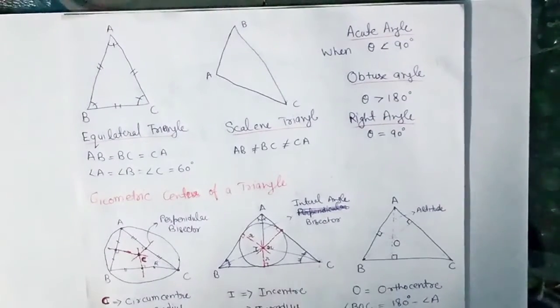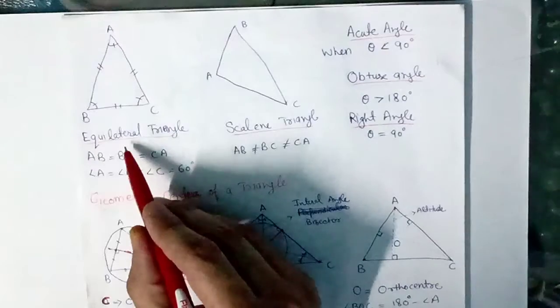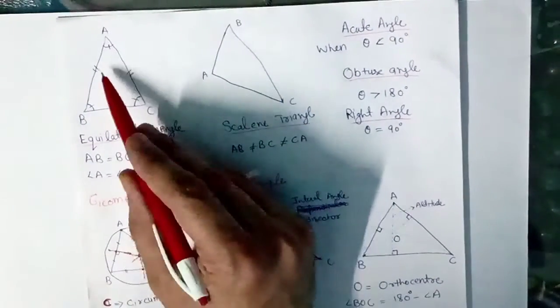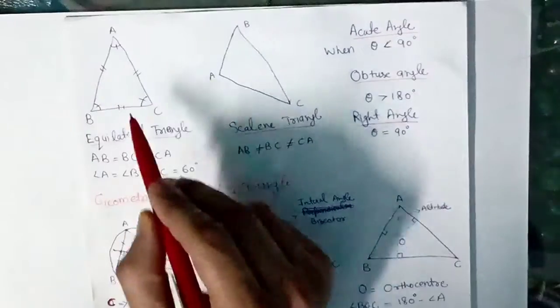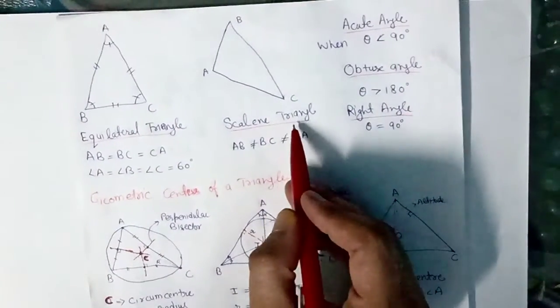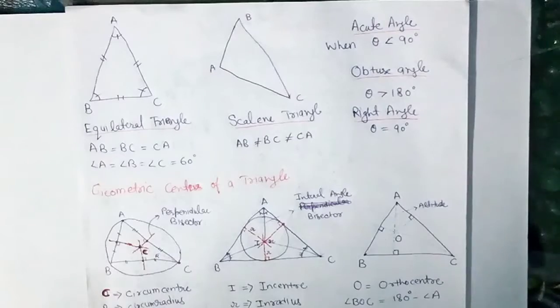So next we have the equilateral triangle. In an equilateral triangle, all the sides are equal and all the angles are equal, which is given here. A scalene triangle is a triangle where no two sides are equal. This type of triangle is known as a scalene triangle.